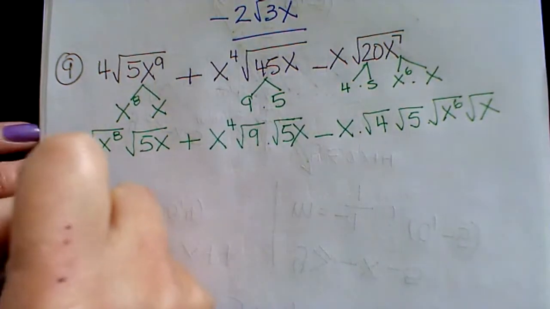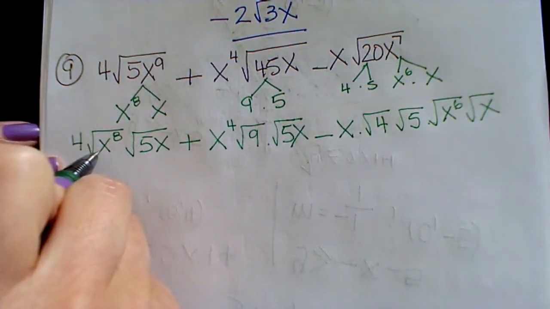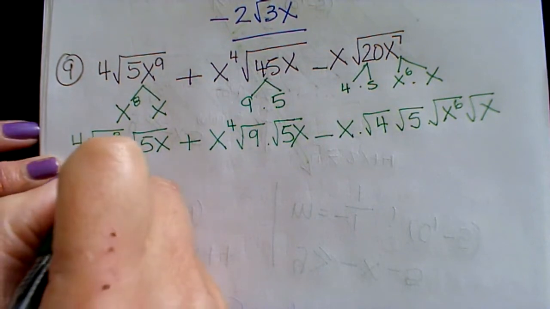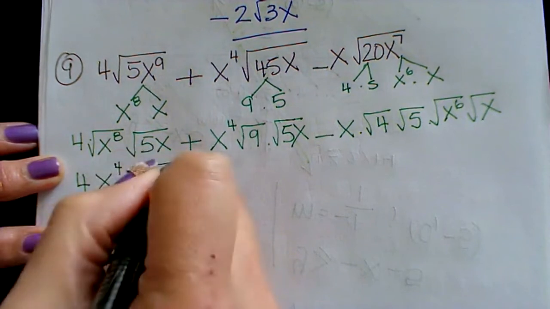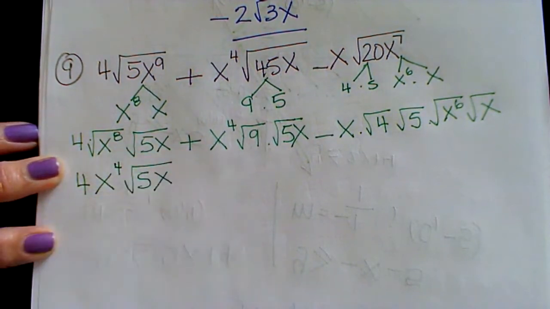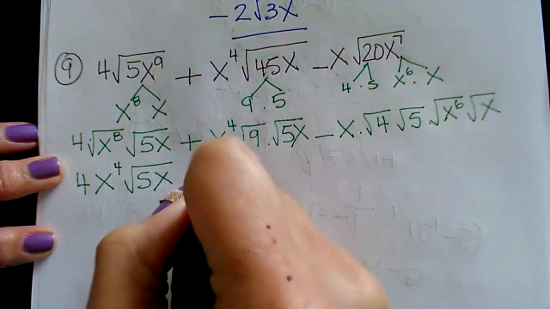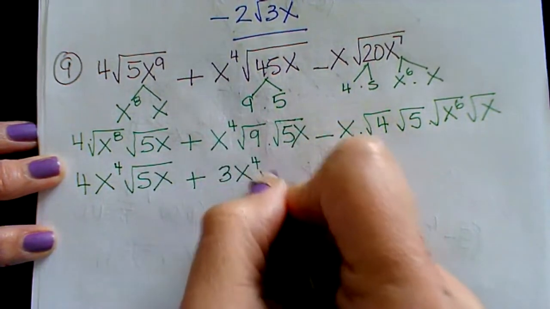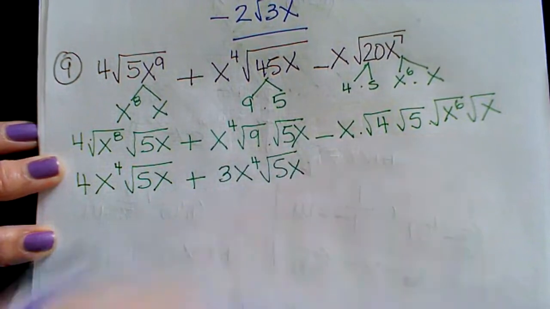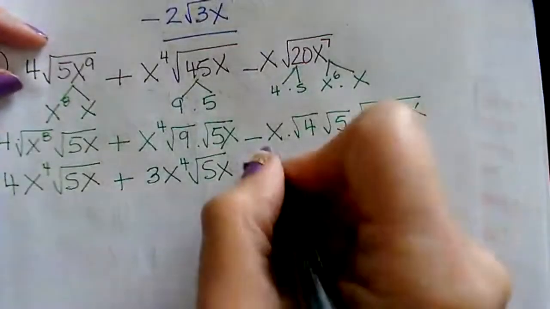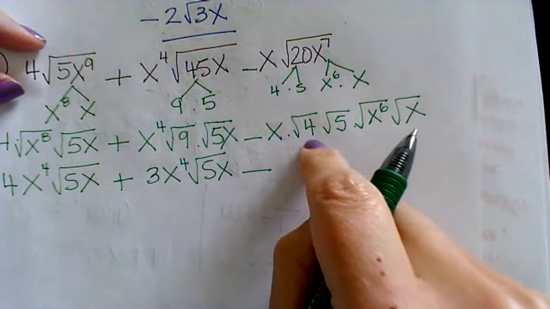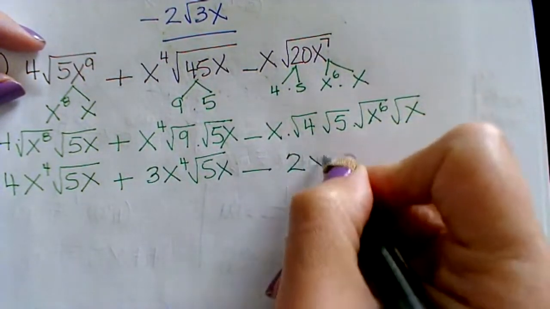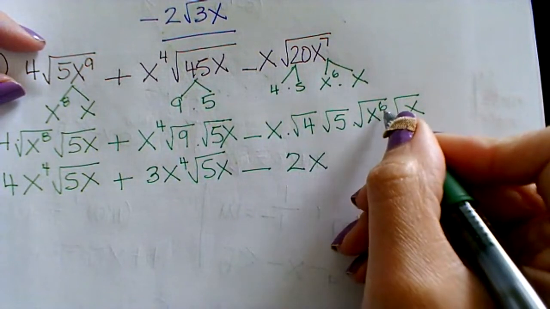Now, what's the square root of x to the 8th power? 8 divided by 2 is x to the 4th power. All right? Now, what's the square root of 9? 3. Now here, what do we have? The square root of 4 is 2. So 2x. And how many do we have here?